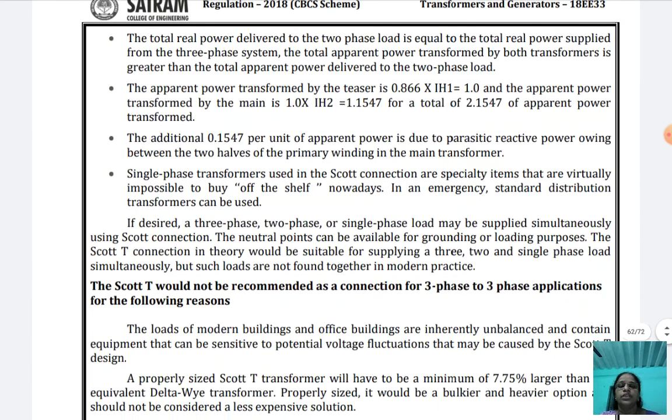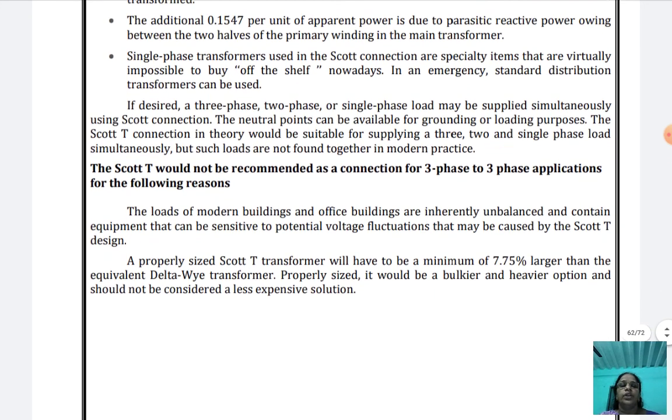So in the Scott connection, what are the applications? The loads of modern buildings and office buildings are unbalanced now, so we can use this type of connection. The two-phase furnace also we can use this for. So these are the applications of the Scott connection only.